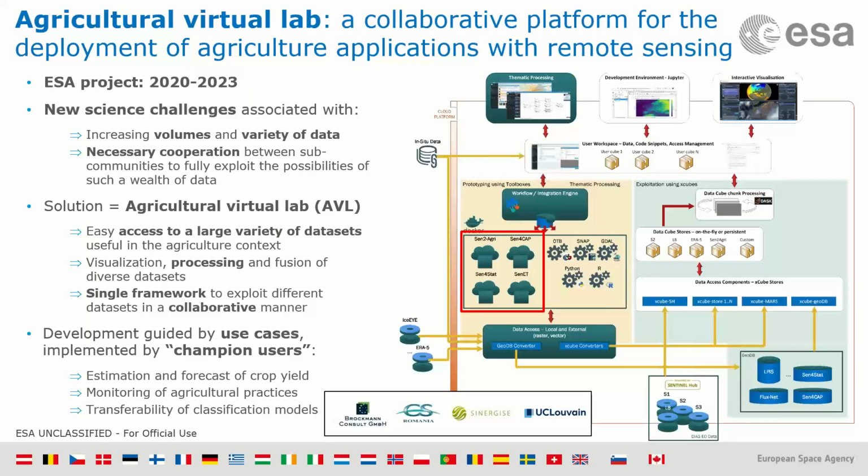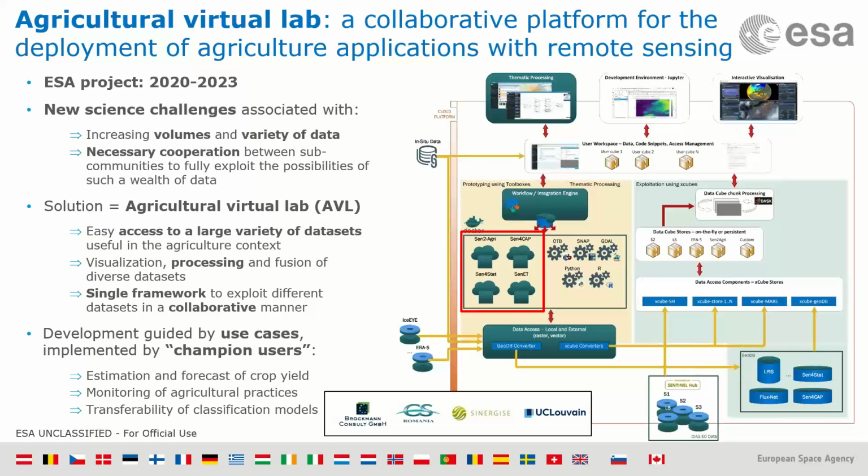And so what will the AVL provide to the users? First, it should provide easy access to a large variety of data sets useful in the agricultural context, meaning that the users will get an easy connection to many data sources, EO data, but also in situ data, auxiliary data sets, etc. So we are in the process of defining the list of these very useful data sets, and then with these data sets, there will be all the functionalities to visualize and process these data into results.